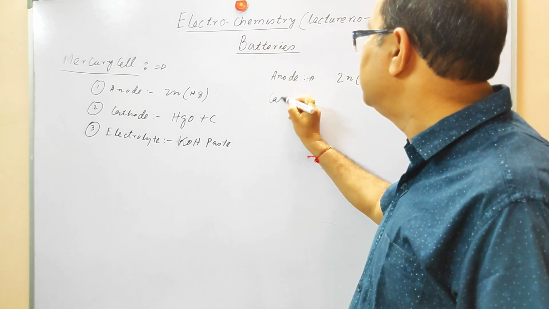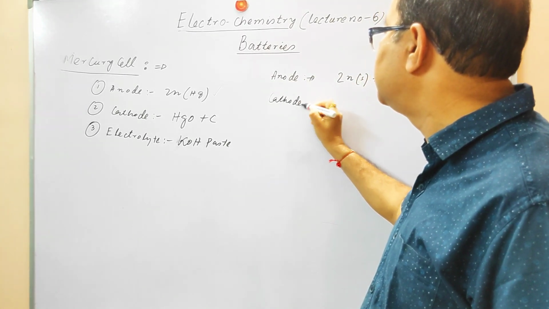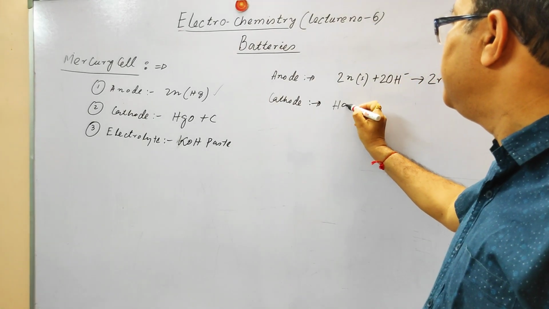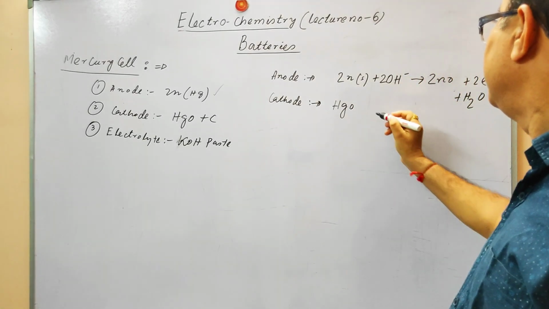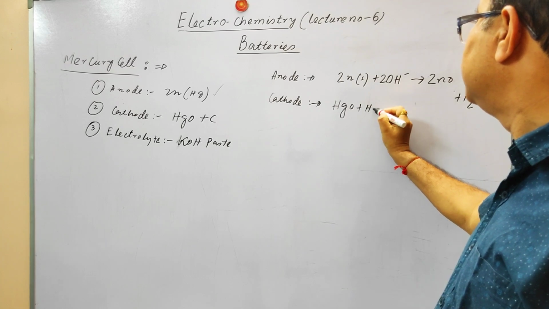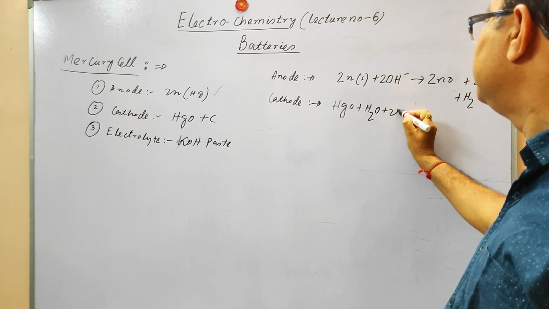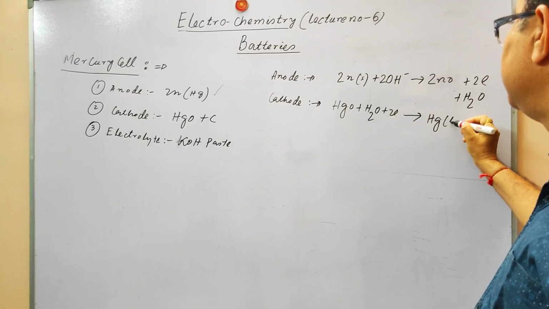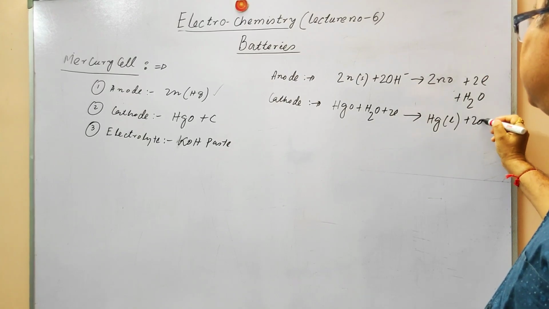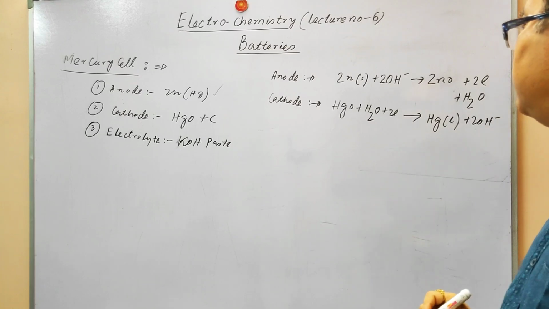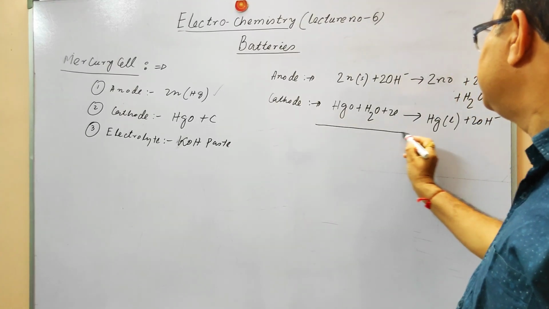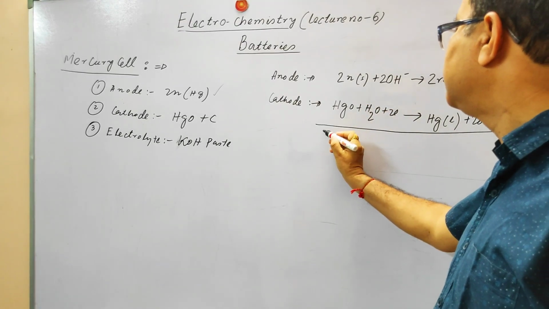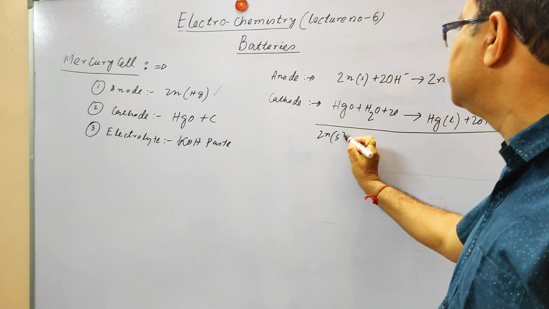In the cathode, the reaction is this: AgO plus H2O plus 2 electrons. So this is the reaction at the anode, and this is the reaction at the cathode. So the overall reaction, you can see, is this.